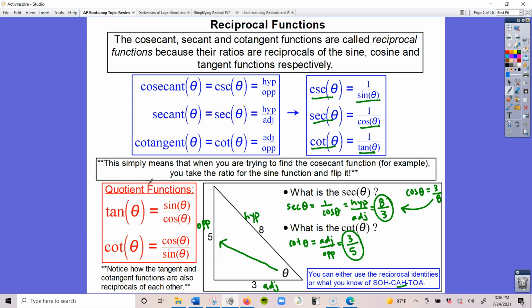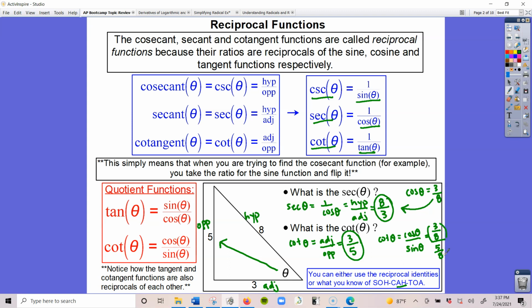Now if we were to use the quotient functions to try to figure out what is cotangent, we could do that as well, right? Cotangent is equal to the cosine over the sine. And again, this is a bit of a longer way to figure it out, but just so you can see how it works. Cosine we had gotten here was 3 over 8. Sine is opposite over hypotenuse, so the sine would be 5 over 8, opposite hypotenuse.